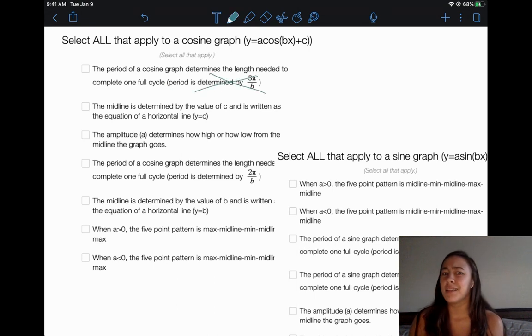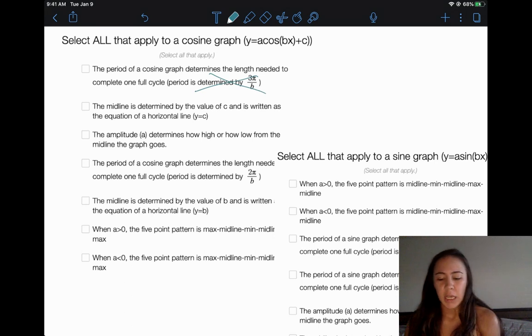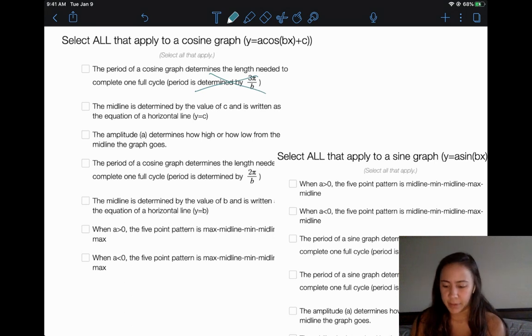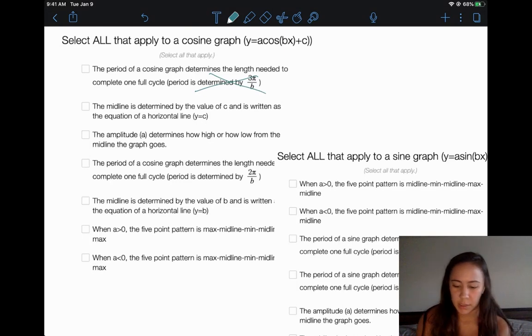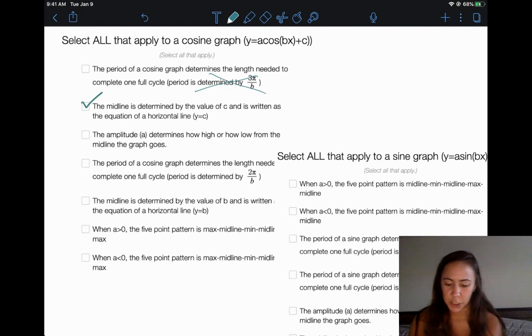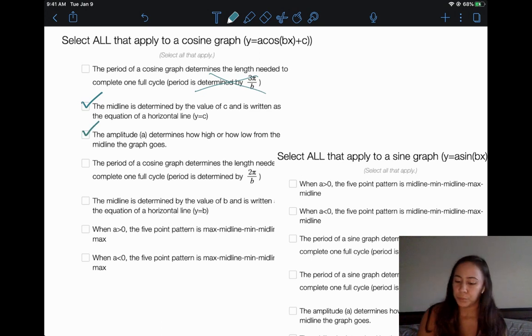Somehow you guys did that on that one video quiz that we took, and I don't know why, so this is not an answer. The midline is determined by the value of c and is written as the equation of a horizontal line, which is y is equal to c. That is true, so we will say that one's true. The amplitude determines how high or how low from the midline a graph goes. That is true. That's the definition of amplitude.